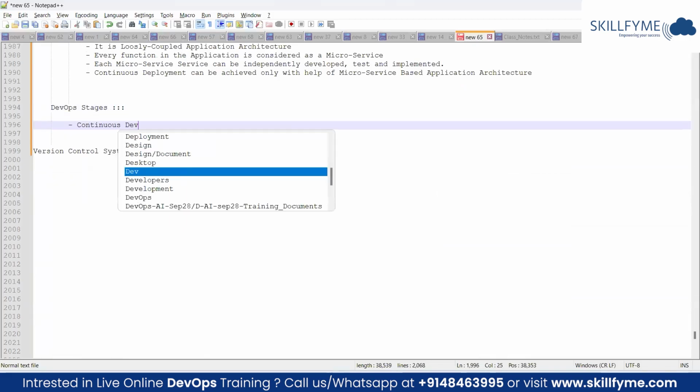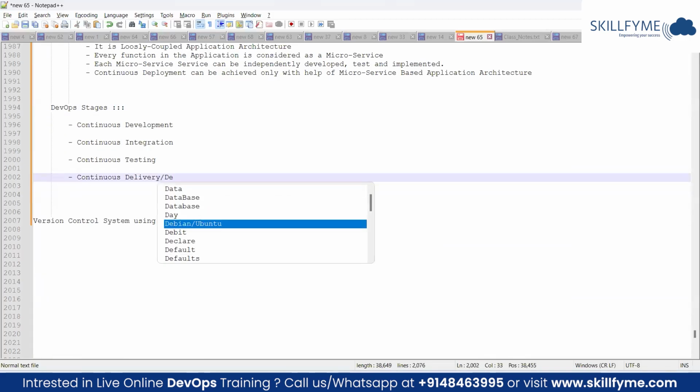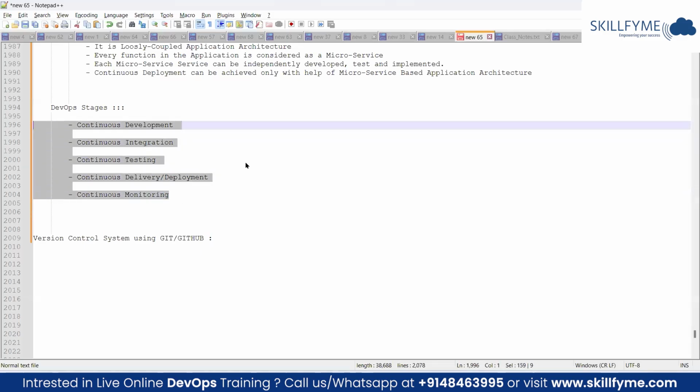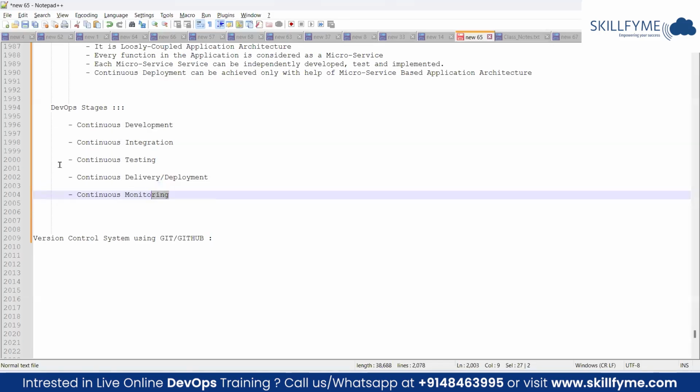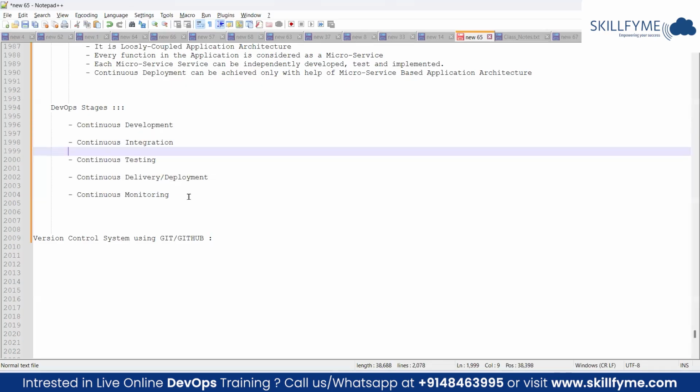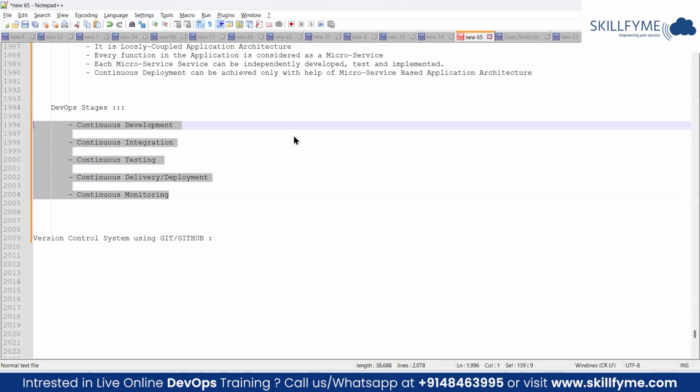Continuous development, delivery, deployment, monitoring. As part of DevOps, you have to be very clear about all these stages. This will be your career. If you're part of DevOps, it means you'll be working on any or all of these. Any DevOps resource should have a clear understanding of all these stages in detail. So that's what we're going to discuss now.